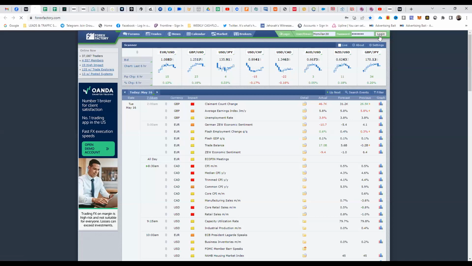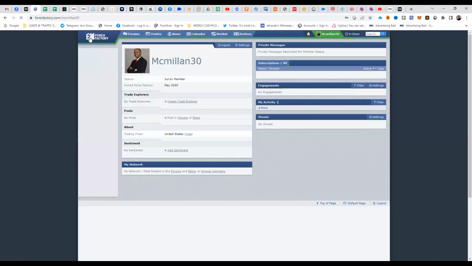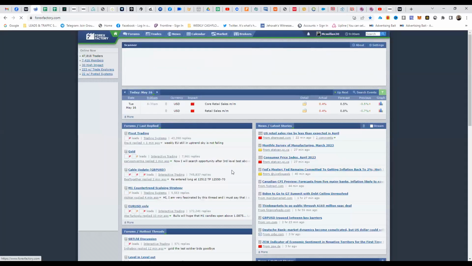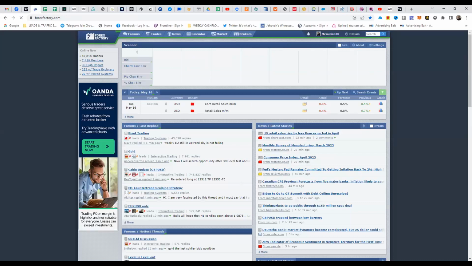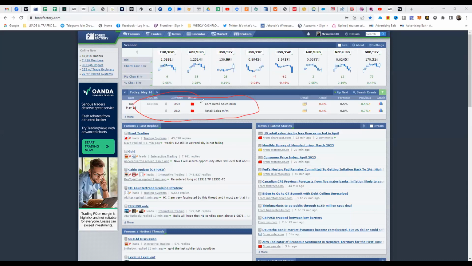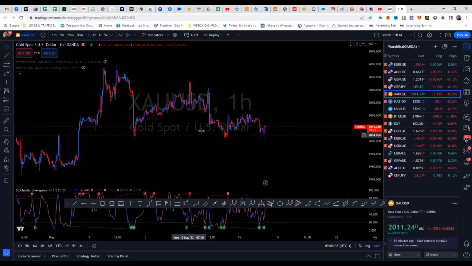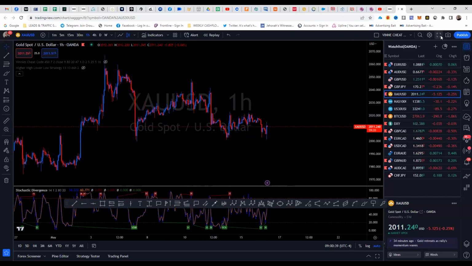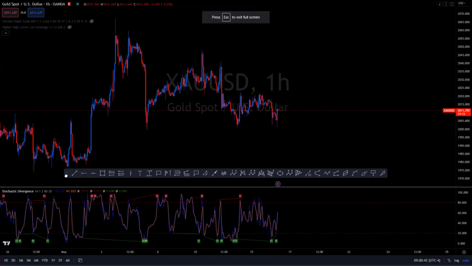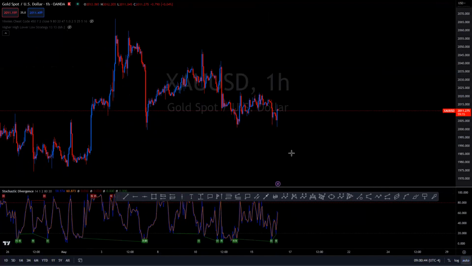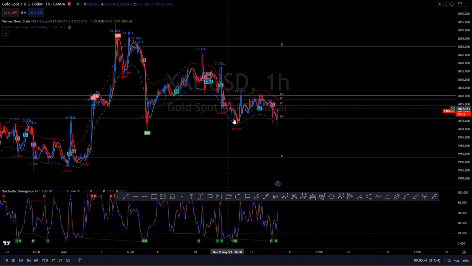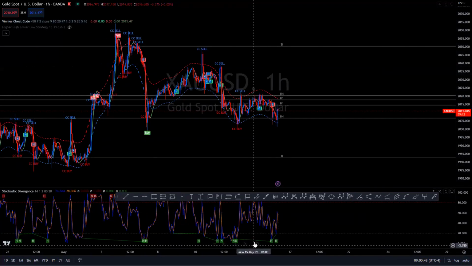So I'm logged in. We had some major news at about 8:30 for retail sales. That happened 30 minutes ago, so we're in the clear from that. We're going to be trading gold and implementing the G.S.A strategy. First things first, let's turn on the cheat code indicator and see if we got a signal.